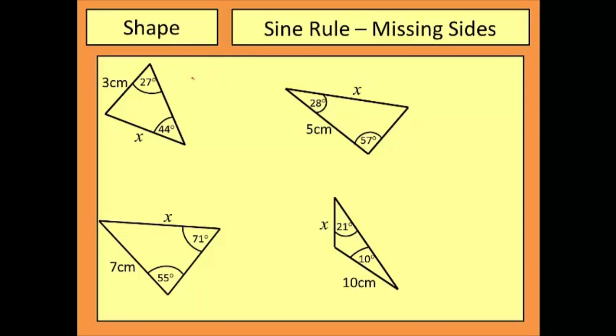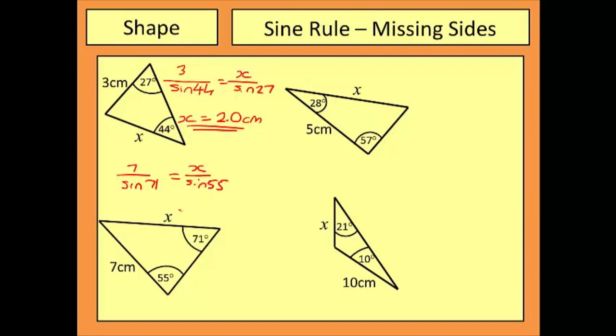Okay, in this first one, I'm going to set up the sine rule problem. So I know that 3 divided by sine 44 is equal to X over sine 27. When I type all this into my calculator and multiply both sides by sine 27, I will get the final answer. X is 2.0 centimetres to 1 decimal place. This second example, again I'm going to set up my sine rule. It's going to look like this. 7 over sine 71 equals X over sine 55. When I multiply both sides by sine 55, it's going to give me a value for X of 6.1 centimetres.